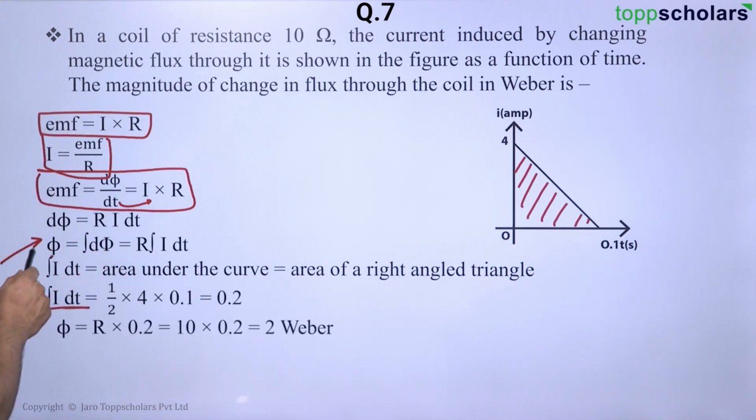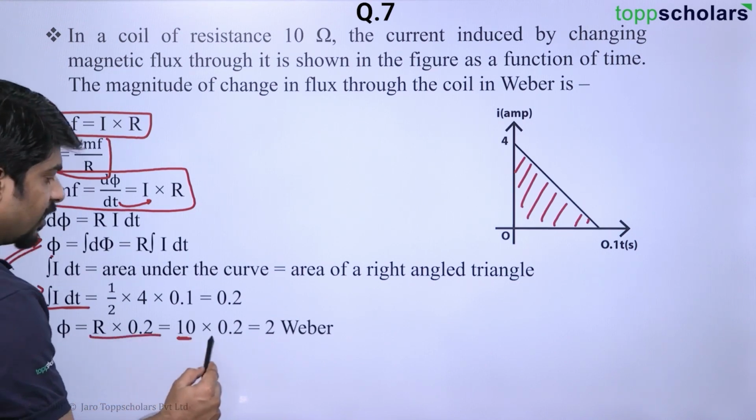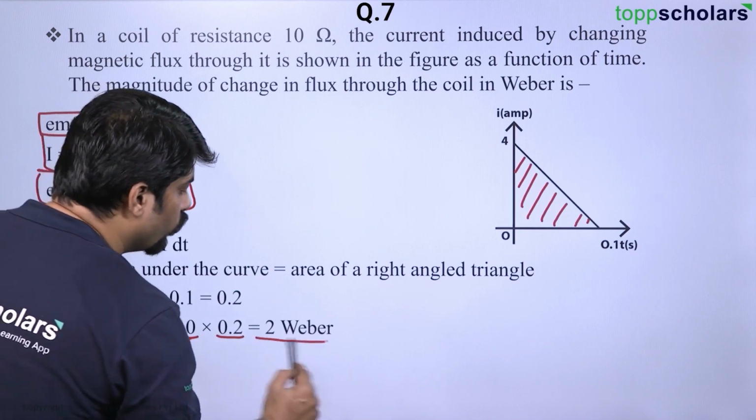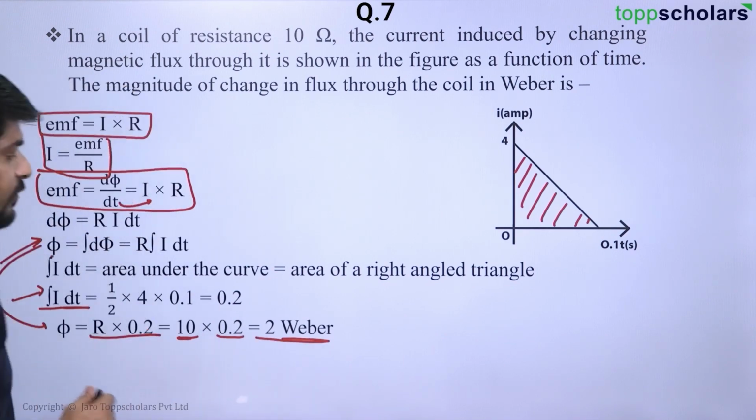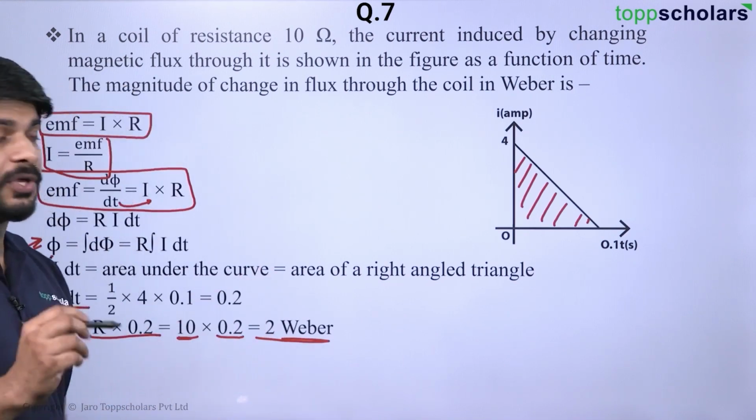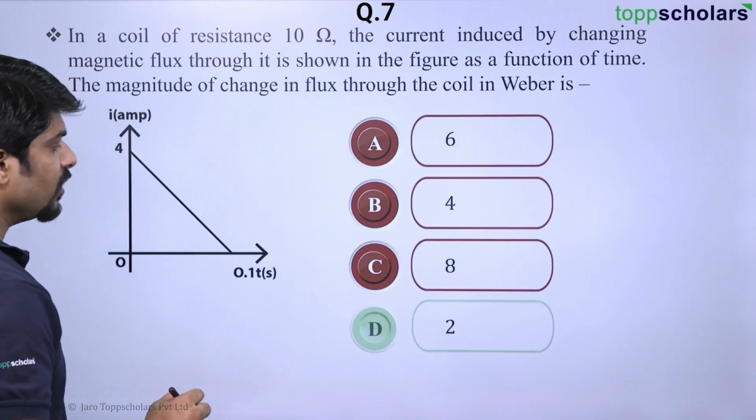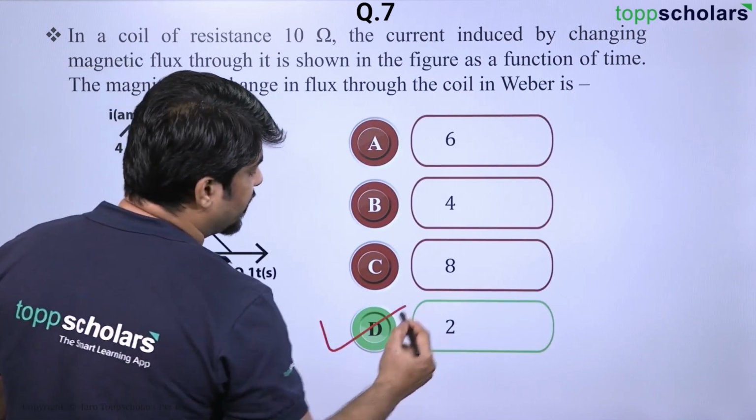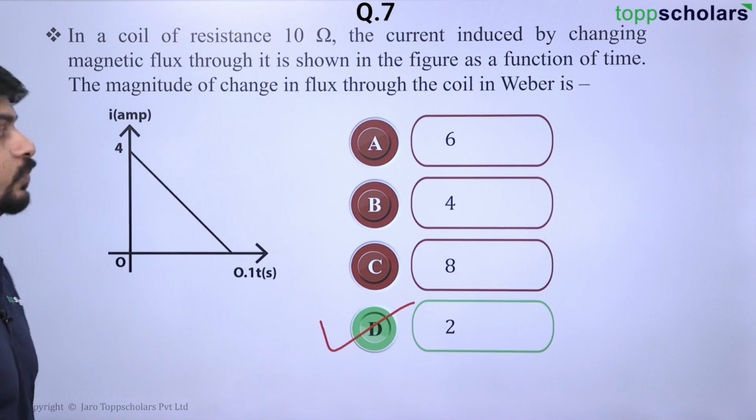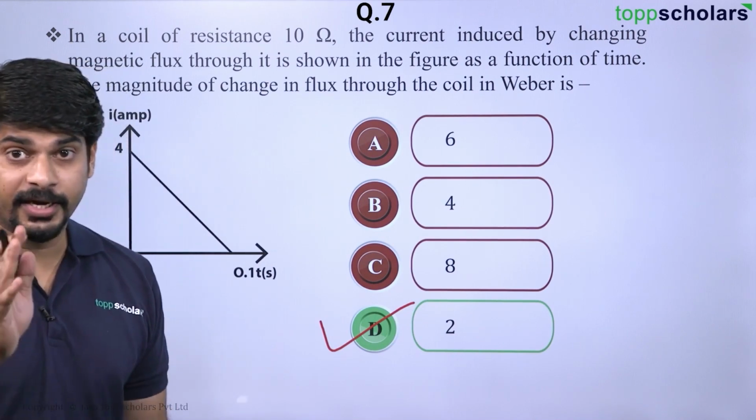Therefore phi will be equal to R into 0.2, and R is nothing but 10. 10 into 0.2 is 2 Weber. So the change in flux is nothing but 2 Weber. Therefore the correct answer is going to be option D, that is 2. 2 is the correct answer.